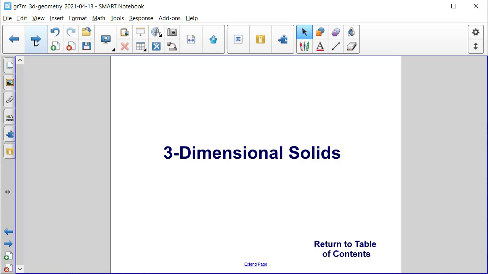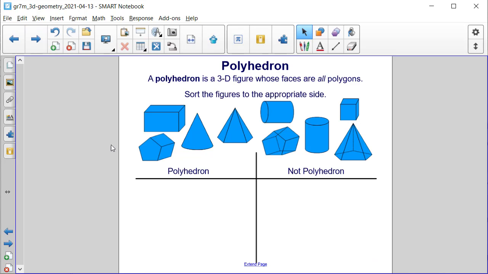Three-dimensional solids. A polyhedron is a three-dimensional figure whose faces are all polygons, meaning that it consists of straight edges and no curved surfaces. Sort the figures to the appropriate side of the table, polyhedron or not a polyhedron.